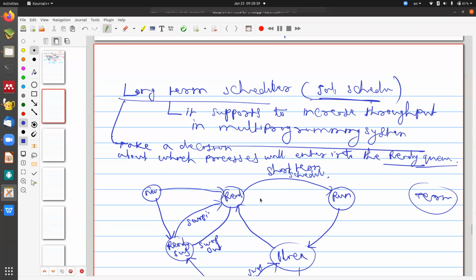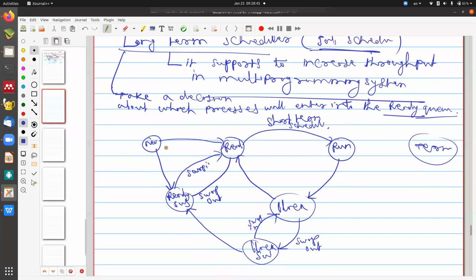The short-term scheduler is called a CPU scheduler because it is giving the task to the CPU. But in this case, where does the long-term scheduler work? The long-term scheduler basically works here and here mostly, because it will take a decision who will enter into this ready queue. Here somebody will say that swap in and swap out are mostly done by a medium-term scheduler. So these two are purely the long-term scheduler's work. Means from new, one process enters into ready, and from blocked, one process enters into the ready state. That decision has to be taken by the long-term scheduler.